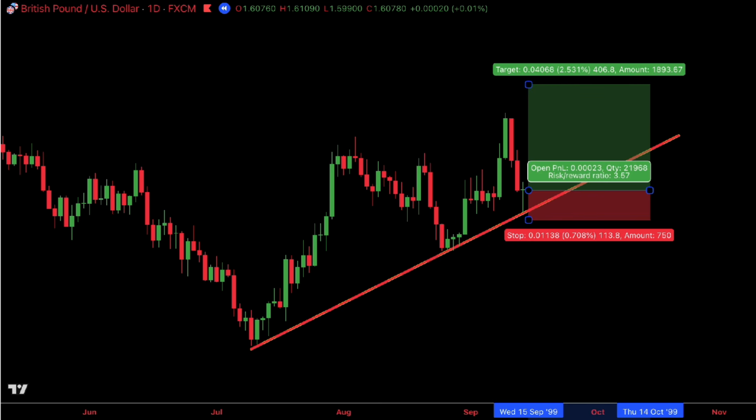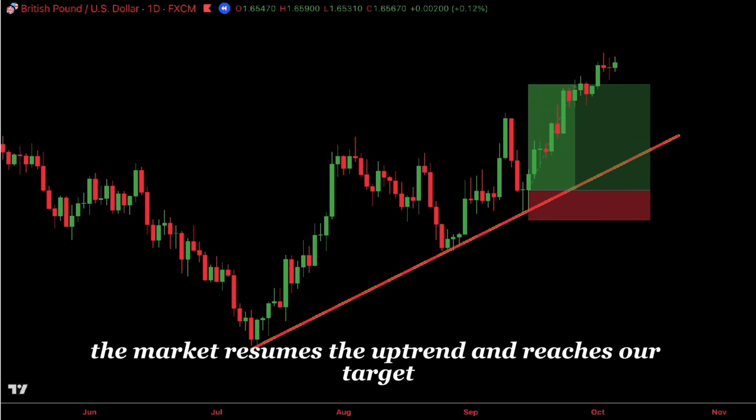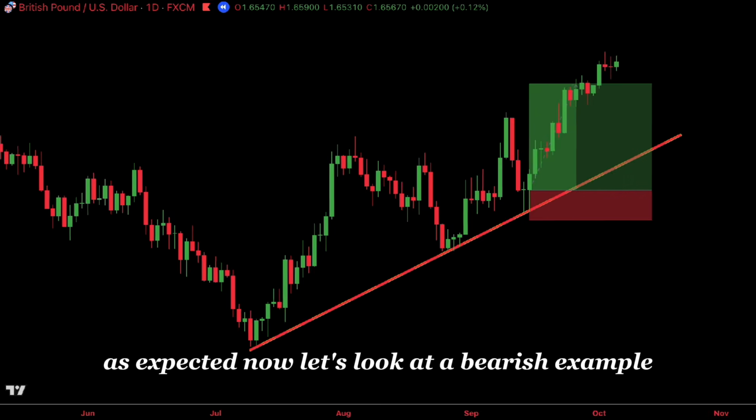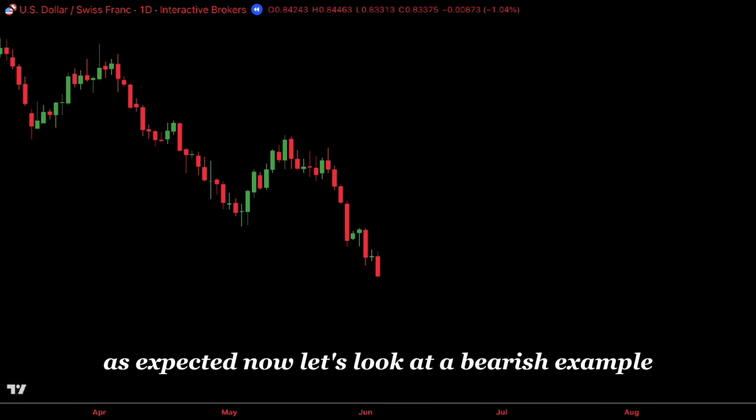Now look at what happens. As you can see, the market resumes the uptrend and reaches our target as expected. Now let's look at a bearish example.